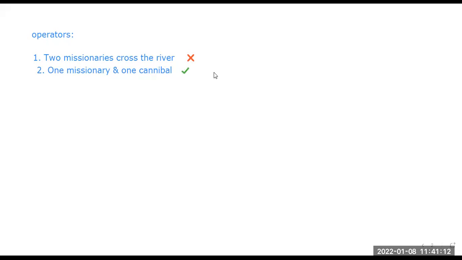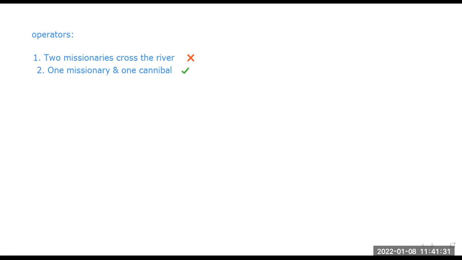But when it reaches the other side, one of them needs to drop out because one of them has to take the boat back to the other side. So at the same time, one person needs to be in the boat to cross the river. So 1 missionary and 1 cannibal will be there.